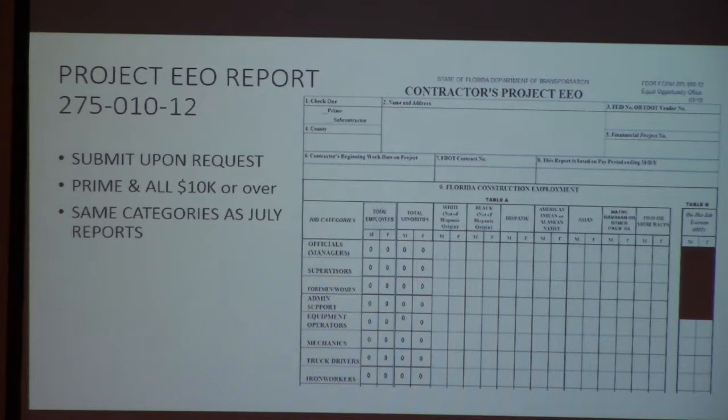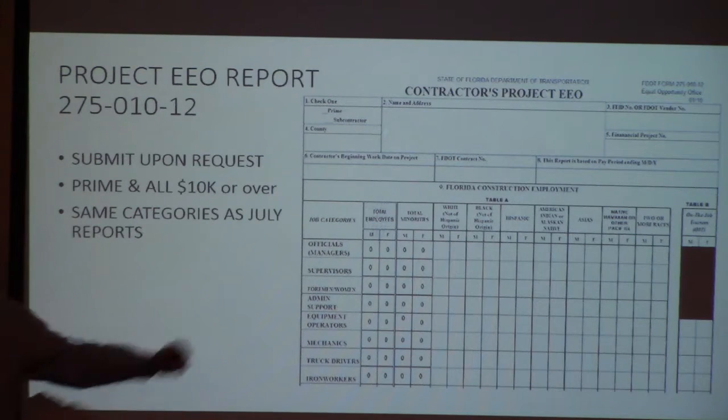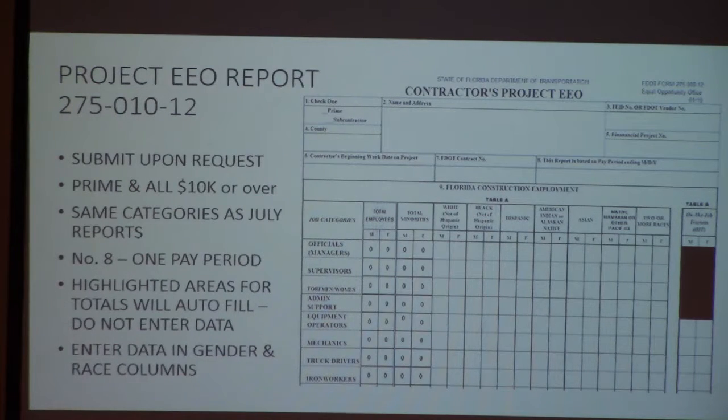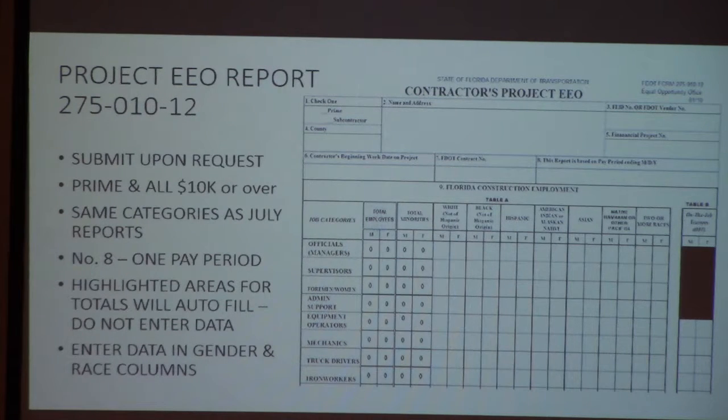Contractors' project EEO reports are submitted upon request, for all primes and all subcontracts of $10,000 or more. It looks a lot like the July reports. So, project specific EEO reports. You should have those before I go in there and ask for this. What's an instance when I would ask for the EEO report? If somebody in an interview didn't know their EEO officer, I could request it then. If you're selected for a compliance review, that would be when I'd ask.